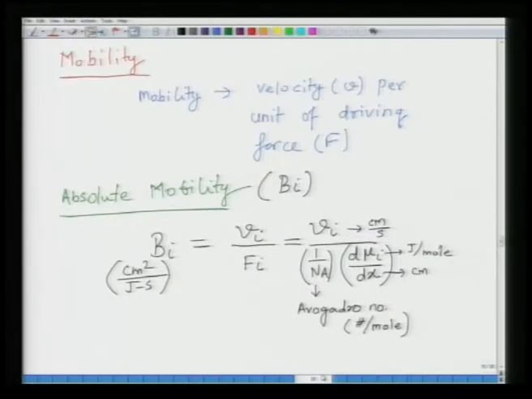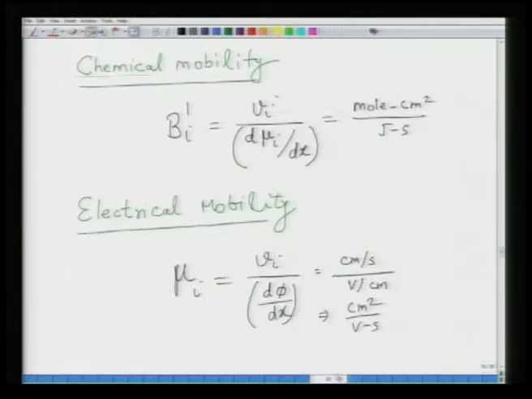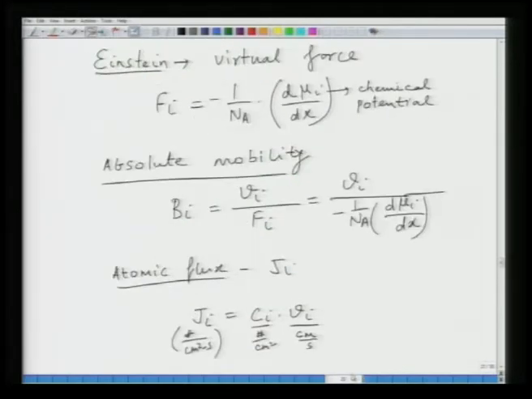Then we moved on to talking about properties such as mobility, which we will soon relate to electrical mobility, and mobility is defined as nothing but velocity per unit of force. There could be various different kinds of mobilities. In our context, we took the hypothesis of Einstein, who said that when you have diffusion in a system as a result of a chemical potential gradient, there is a force exerted on the species, and this force gives rise to a mobility called absolute mobility.